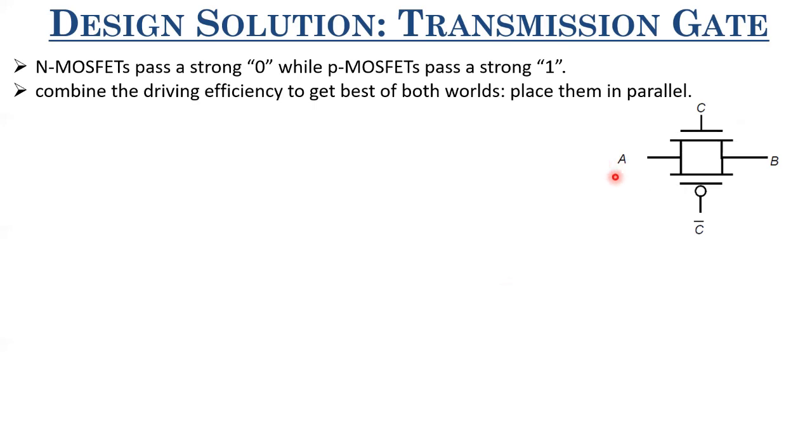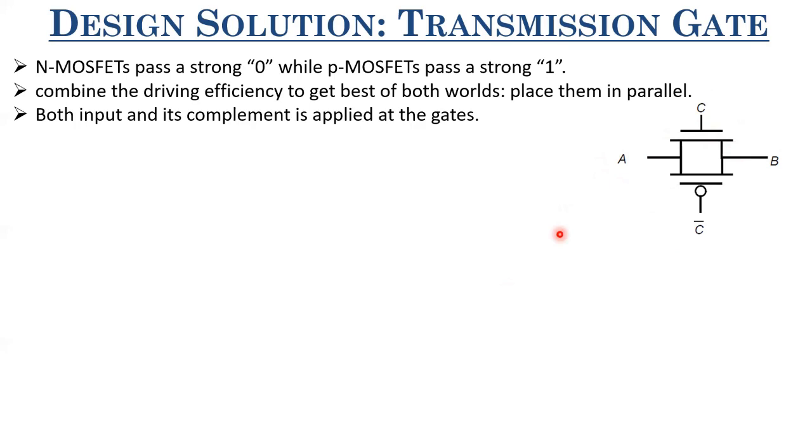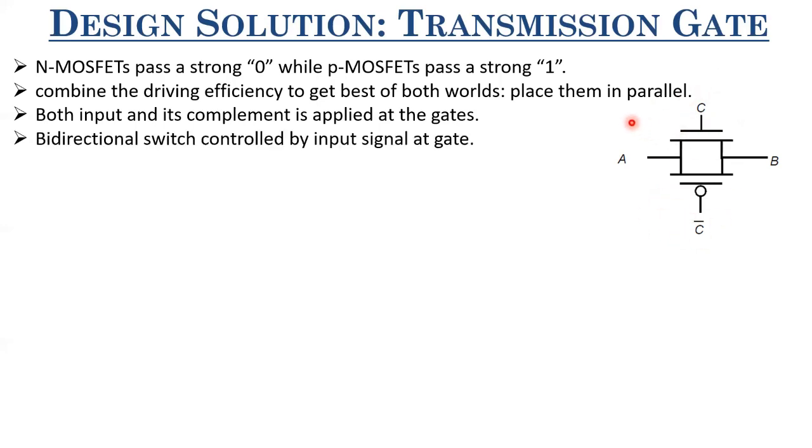When you want to pass a strong 1, it will be passed through PMOS. When you want to pass a strong 0, it will be passed through NMOS. So you just have to place them in parallel, right? And then the problem is, if you want only one of them to be active, then you have to get another control signal, which is C over here. So you have to apply both the control signal and its complement at the gate of these two MOSFETs that you have placed in parallel. So this transmission gate can be simply viewed as a bidirectional switch, which is controlled by the control signal at these gate electrodes.